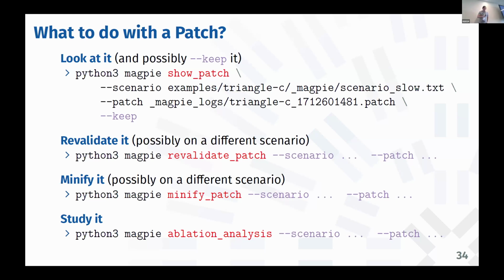And then you use Magpie revalidate patch with the scenario on the patch. You can try to minify the size of the patch. So again, Python 3 Magpie minify patch, and that will start a 3-step local search, which is kind of usual for GI. It will first try every edit independently.